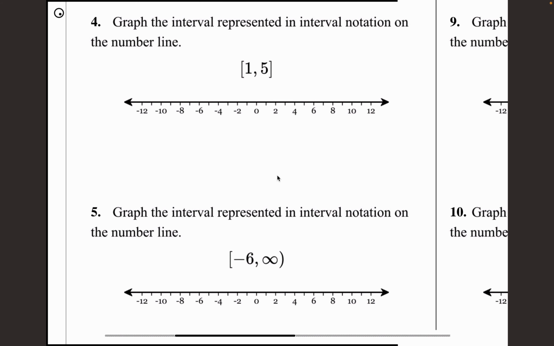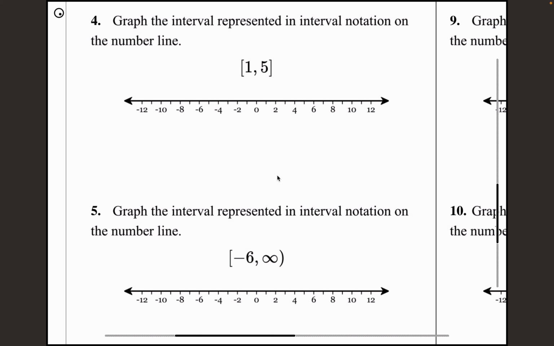Finally, let's look at these last two. We have to graph this one right here. If we're graphing this, we just see 1 and 5. So this one's not going to be long, but let's identify where our 1 is first. It's going to be right here. So I'm going to put my circle right here.